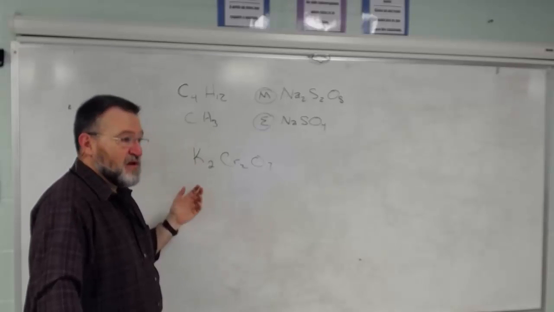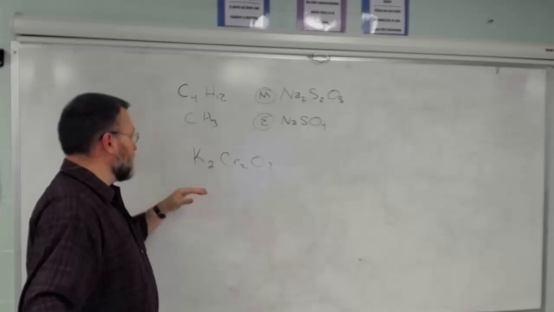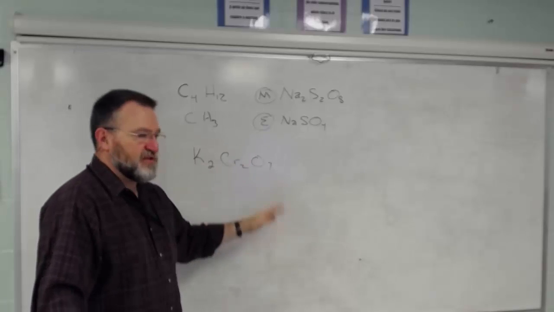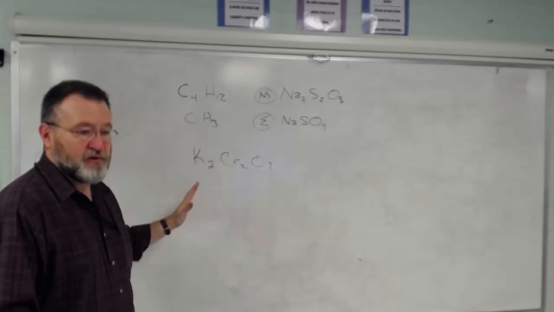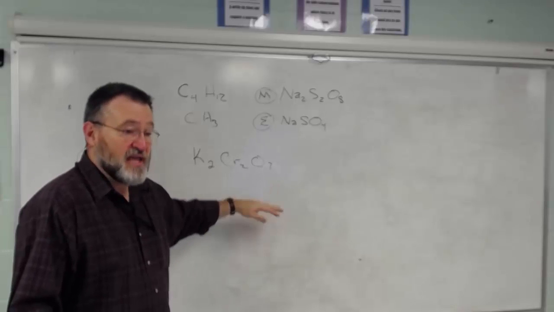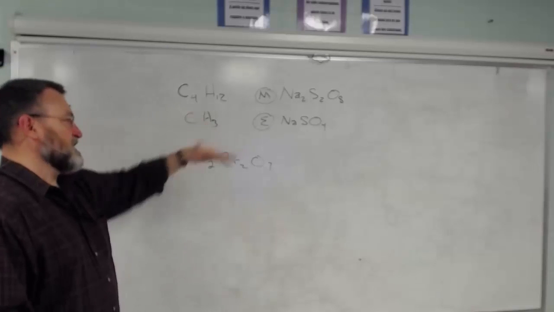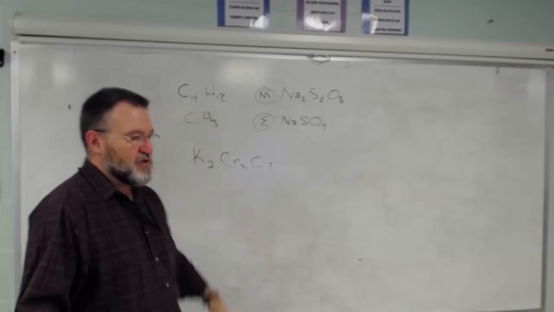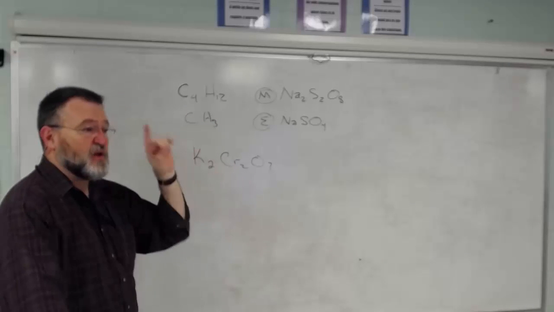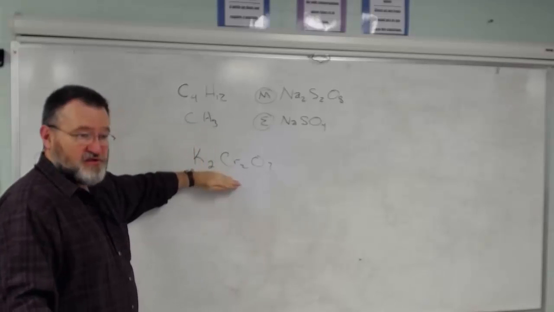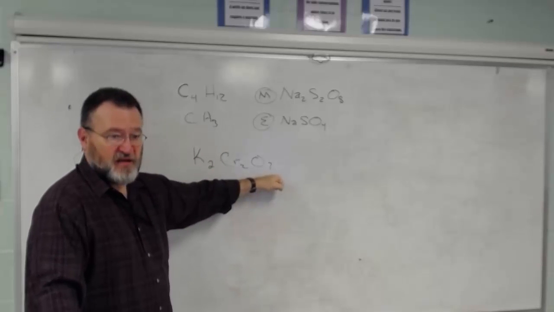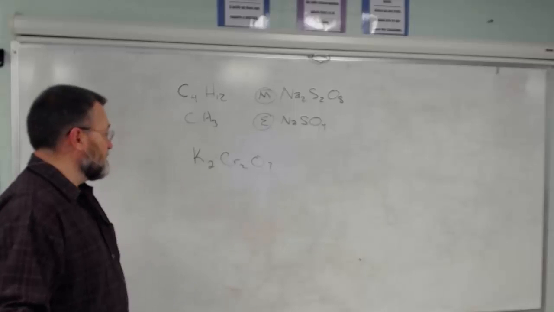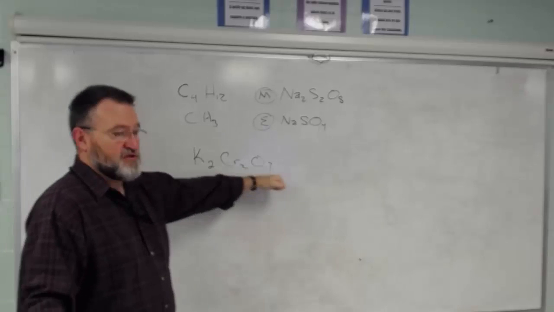That doesn't mean, hypothetically or theoretically, that we couldn't have a K4Cr4O14. We don't, but theoretically, if we could have that combination, it would have an empirical formula of K2Cr2O7. But you can't simplify this anymore, which means if I take one molecule of this, I'm going to get 2, 2, and 7 in my decomposition. Okay? That's what I'm going to get. So it's going to be in these proportions.